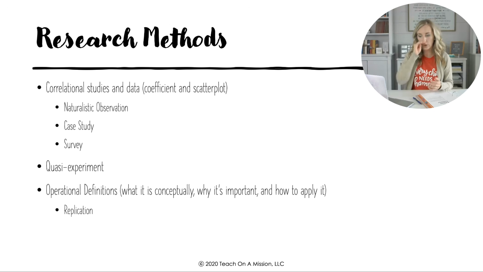We're going to talk more about correlational studies and its data and how the correlation coefficient and scatter plot show those relationships. But how you obtain correlational data is through things like naturalistic observation, where the researcher does not interfere at all with the people who they are observing. But that also leads to the Hawthorne effect. You want to look that one up and study it as well.